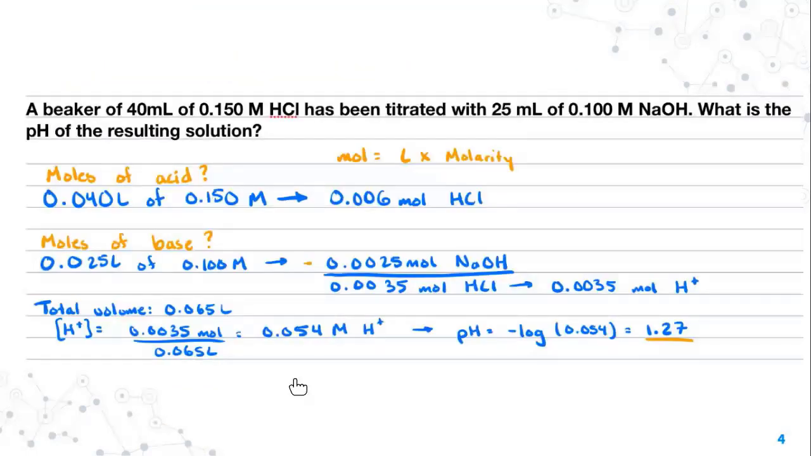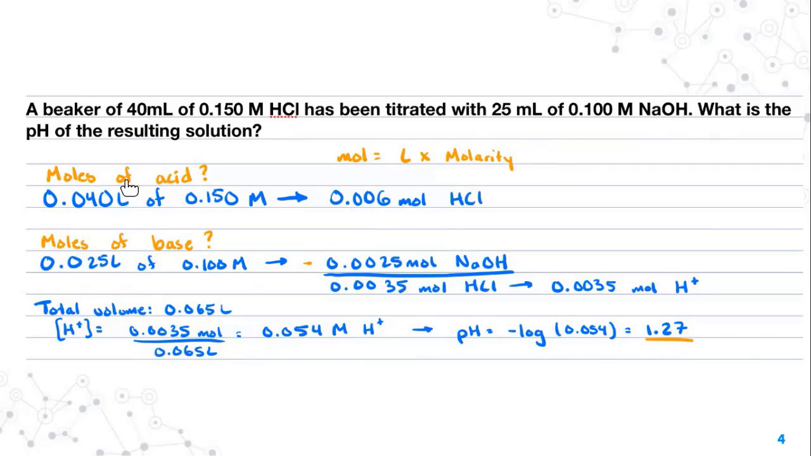All right, so here I have an example written out for y'all. If we had a beaker of 40 milliliters of 0.150 molarity HCl, and you're titrating it with 25 milliliters of 0.100 molarity NaOH, what's the pH of the resulting solution? So we want to take a look at both the acid and the base. HCl is one of the strong acids, and NaOH is one of the strong bases. So we know it's a strong titration.